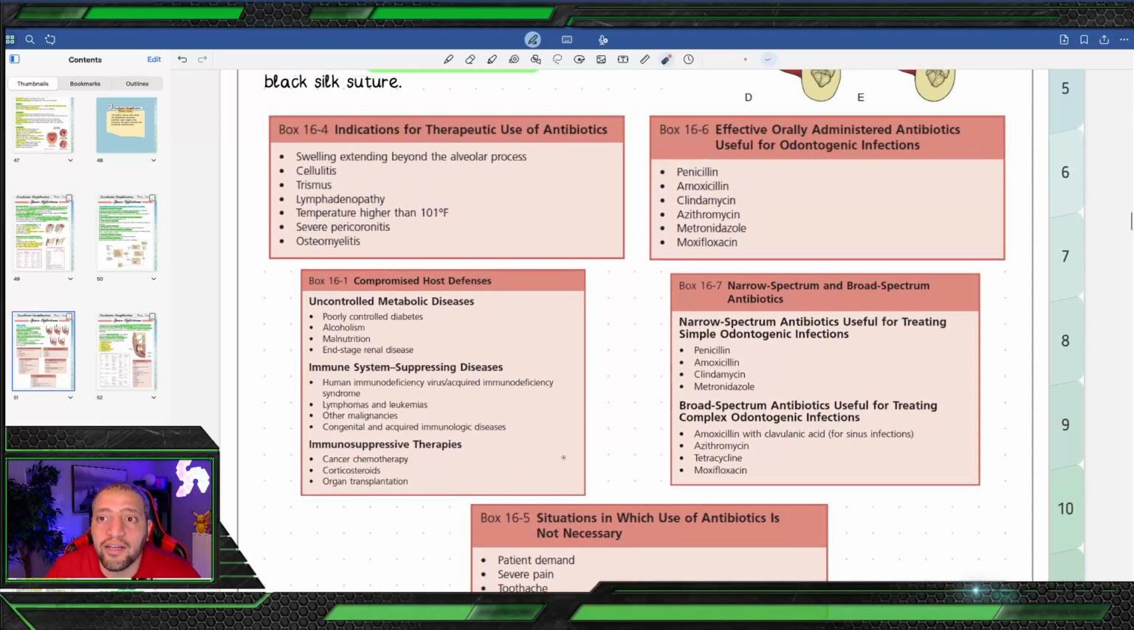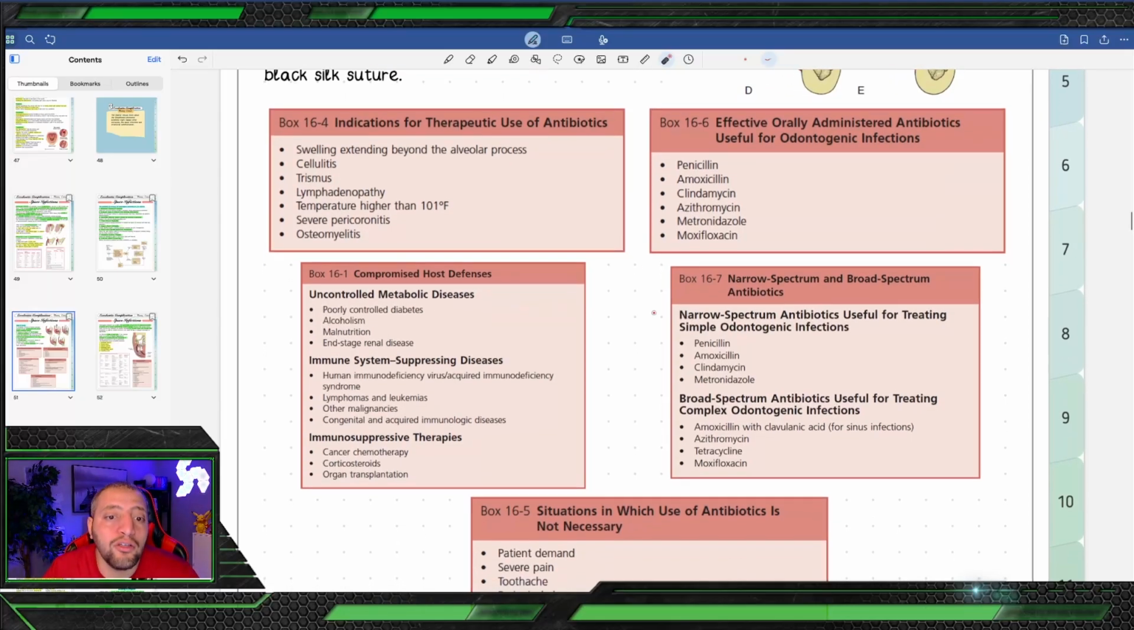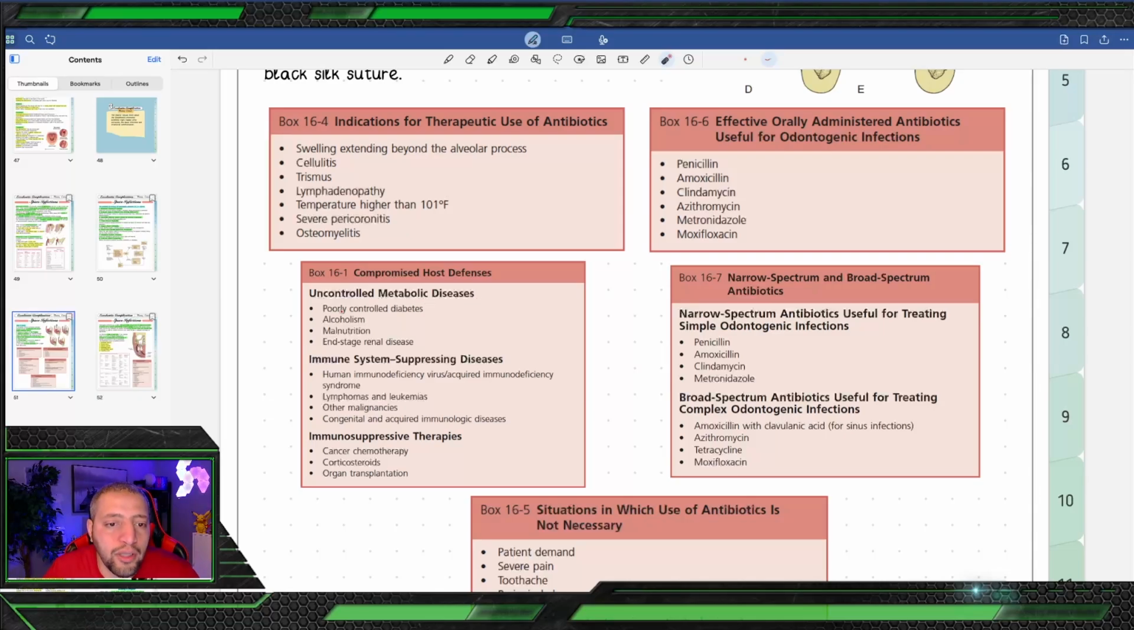So this is the indication for antibiotic. Effective antibiotics: penicillin, for sure amoxicillin, but clindamycin is now not very common, azithromycin and moxifloxacin. Compromised host defense: when you say the patient has uncontrolled metabolic disease, poorly controlled diabetes, alcoholism, malnutrition, end-stage disease, immune system suppressing disease like HIV, lymphoma, other malignancy, or immunosuppressive therapy like cancer therapy, corticosteroids and organ transplant. Sometimes we aim for narrow spectrum, which is penicillin, amoxicillin, clindamycin, and broad spectrum, which is amoxicillin and clavulanate, azithromycin and moxifloxacin, the advanced antibiotics.